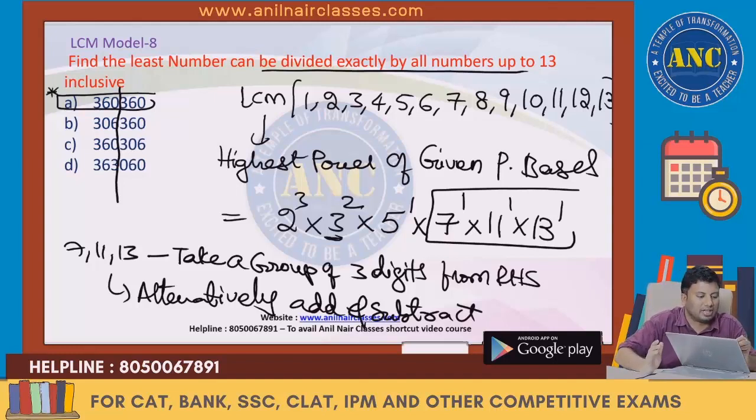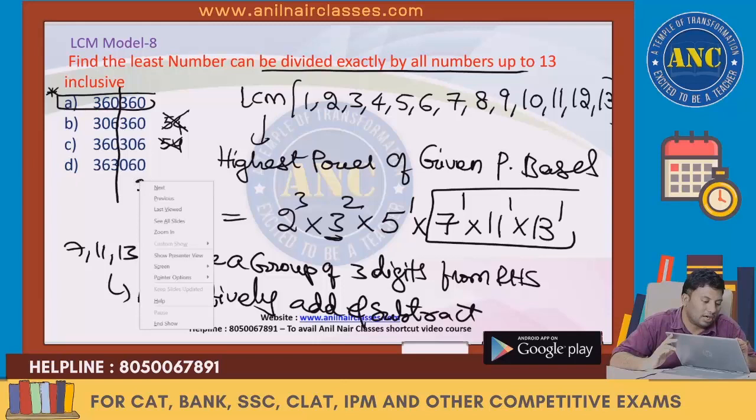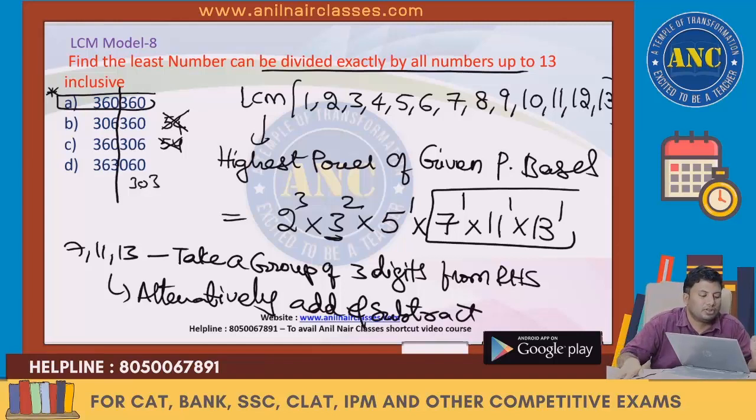Let us check with the other options. 360 minus 306 is 54. Not divisible by 7, 11, 13. Then 363 minus 60, which is nothing but 303. Am I right? 303 is not divisible. Just by looking at the question, you got the answer as 360.